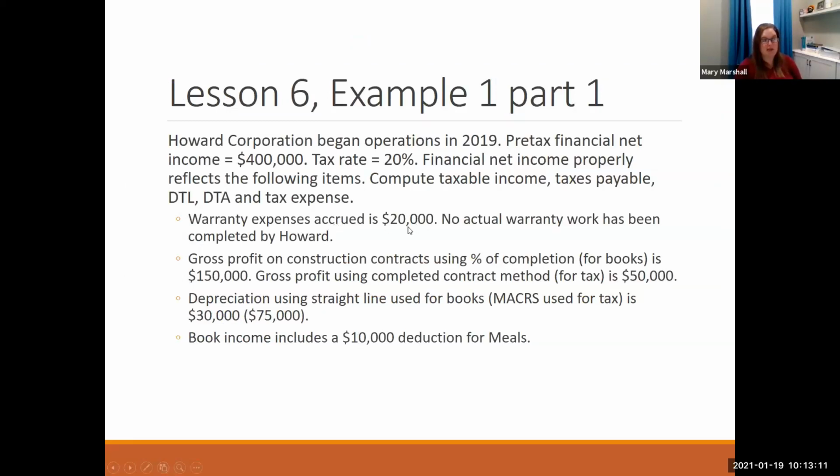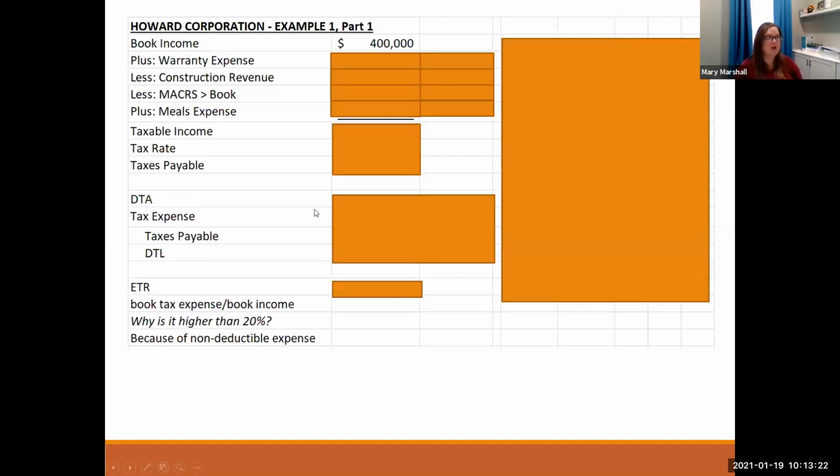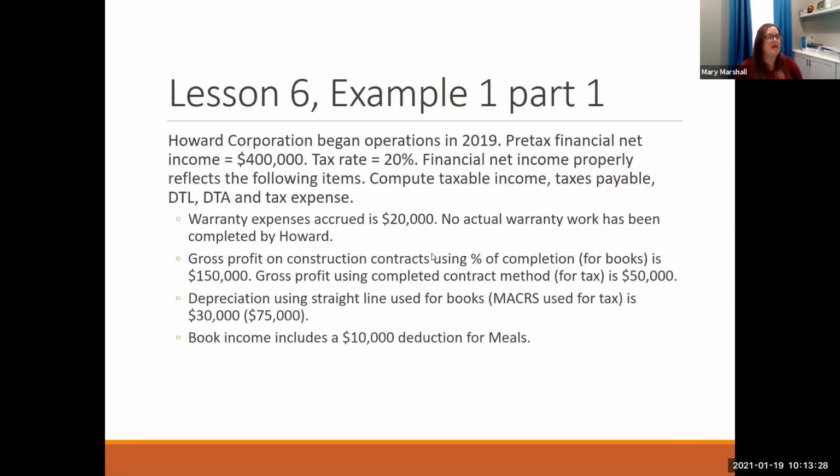That's accrued warranty expense, but we haven't actually done any work. So for tax purposes, we can't recognize those. We can't deduct those expenses because we haven't done the work associated with them. So we'd have a $20,000 warranty expense, and then we'll have to figure out, is that an increase or a decrease? Is it a DTA or a DTL?